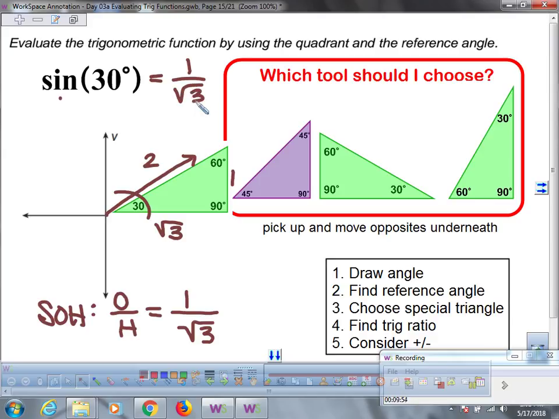Oh, hypotenuse, I'm sorry. Thank you. Hypotenuse is 2. So it's 1 over 2.